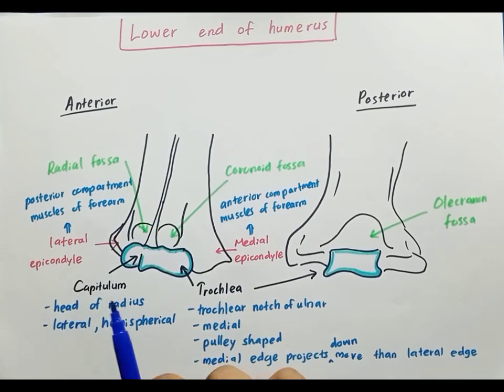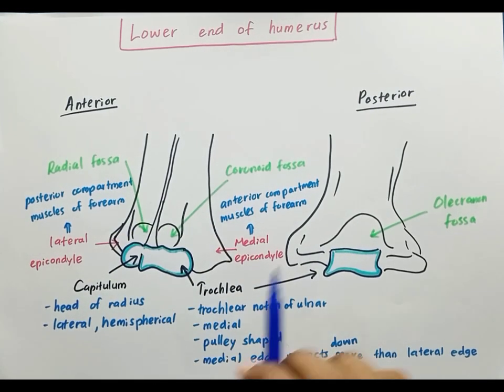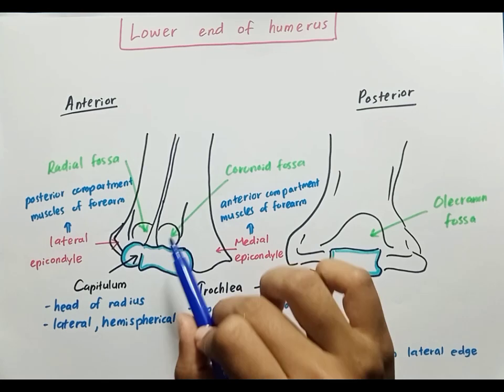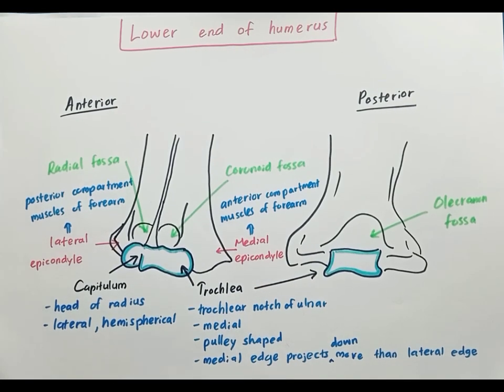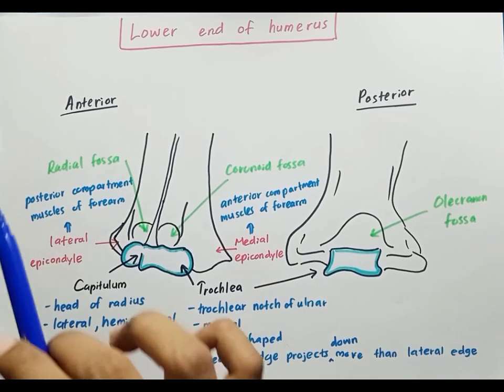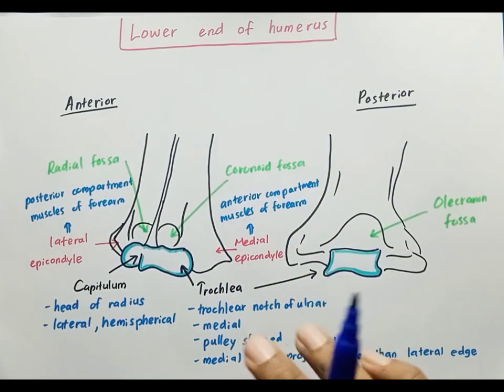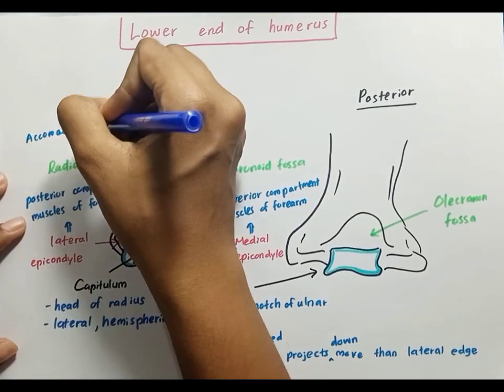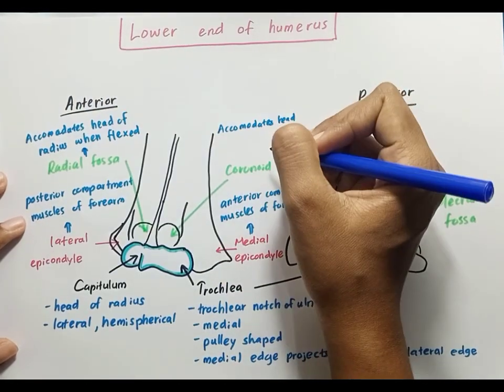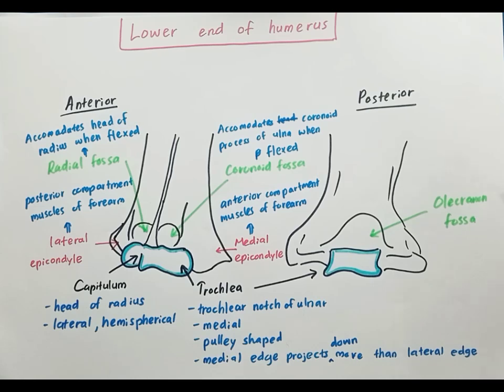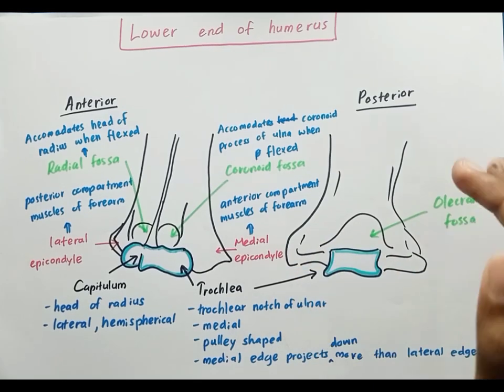And this radial fossa is immediately superior to the capitulum, and the coronoid fossa is immediately superior to the trochlea. This accommodates head of radius when flexed, and this accommodates coronoid process of ulna when flexed. And this Olecranon fossa is the largest one, and it is immediately superior to the trochlea from the posterior view, and this accommodates Olecranon process of ulna when extended.